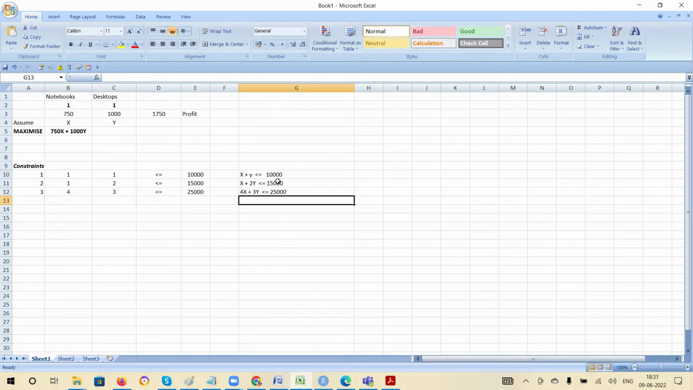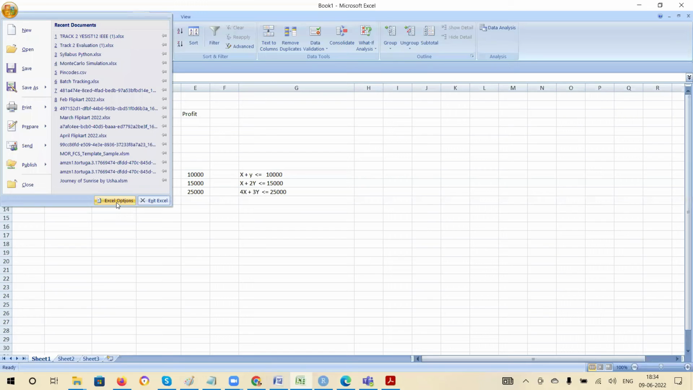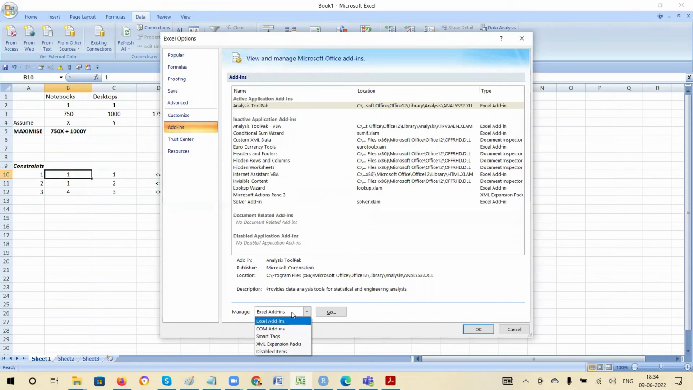So these are the equations, and this is how we write them in Excel. We go to add-ins, then here you select Excel add-ins. Okay, go.